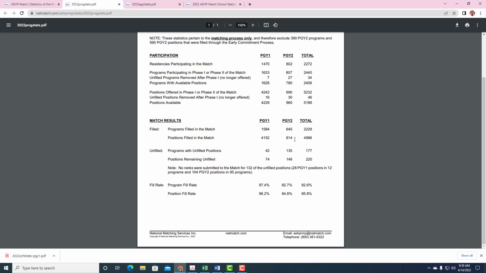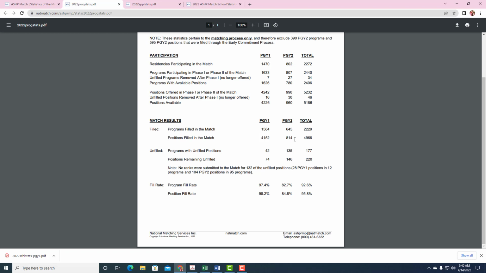I'm not sure if that's only on one side, like the applicants decided that, or if the positions themselves said, we went through the applicants and we don't really see anyone that's going to be a good fit for us. So I think the first concern is for the PGY2s next year.